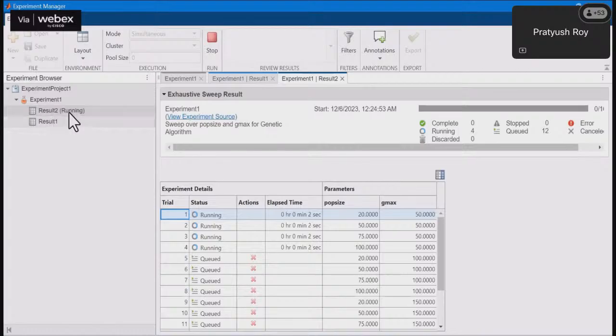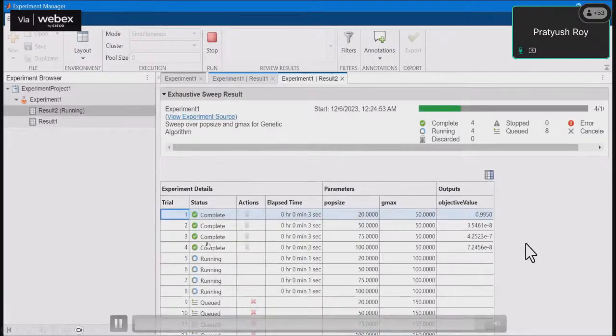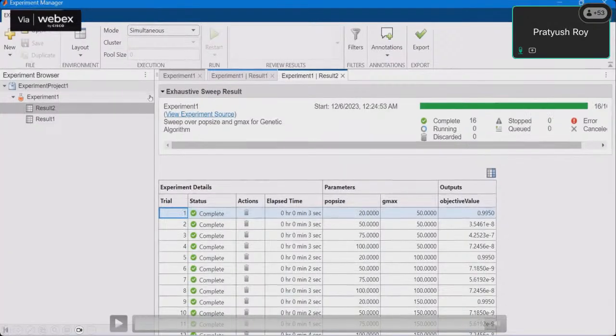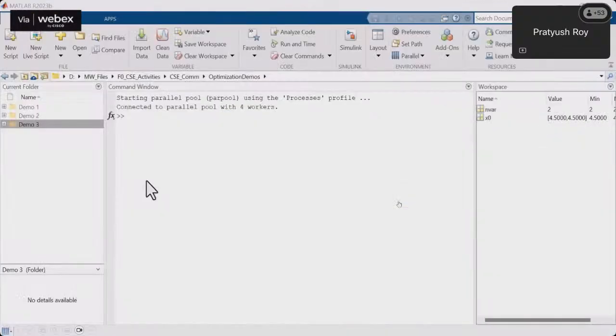We select the number of workers. You can select the number of workers, yes, by choosing the pool size. So if you have, say, 8 cores, you can choose it to be 6 or 7. That flexibility is also there. So this is how this works.